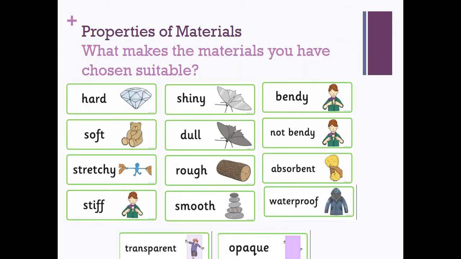Well done. So, again, looking back at the properties of materials, we know that they are the ways that we would describe materials. And here are some properties on the screen to help you to explain what makes the materials you have chosen suitable to make the old lady's house bigger. Are the materials hard, shiny, bendy, soft, dull, not bendy, stretchy, rough, absorbent, stiff, smooth, waterproof, transparent, or opaque?